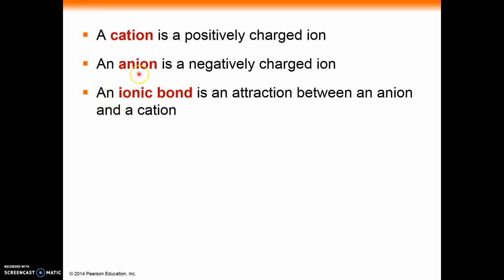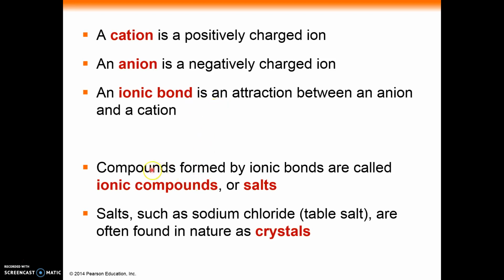All right. When you have this attraction between cations and anions, this is referred to as an ionic bond, and it tends to hold things together. Okay. Now, compounds that are formed by ionic bonds are called ionic compounds. Another name for this is salts. Okay. As you may know, table salt isn't the only kind of salt. We have a plethora of different salts, okay? And this is all from these ionic compounds.